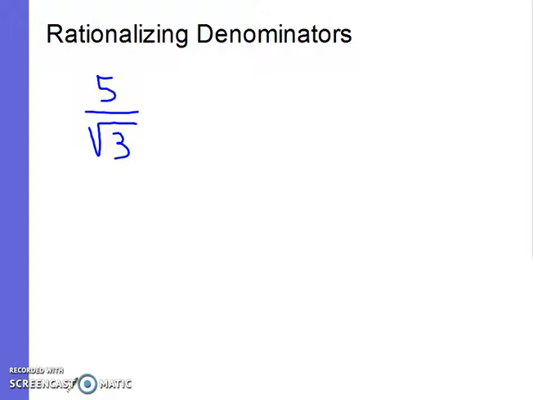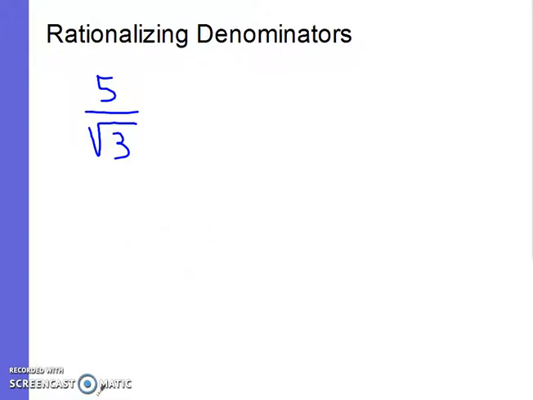And yes, I know it seems like mathematicians get the biggest things to get all upset about. Why not just leave it that way? I get it, but it's considered simplified only if you get rid of this square root, this radical down below. So we're going to find a way to take care of that. And here's the way we're going to do it.